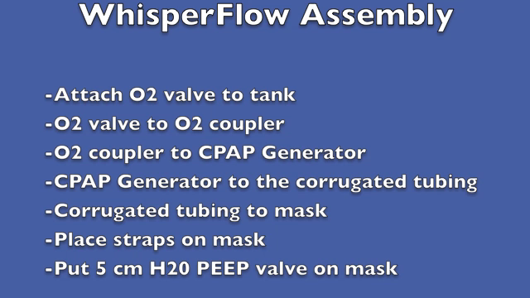To assemble the Whisper Flow CPAP, first attach the O2 valve to the tank. The O2 valve is then attached to the CO2 coupler. The coupler is then attached to the CPAP generator, which goes onto the corrugated tubing that is then attached to the mask. Place the straps on the mask and put the 5 centimeter PEEP valve on the mask.